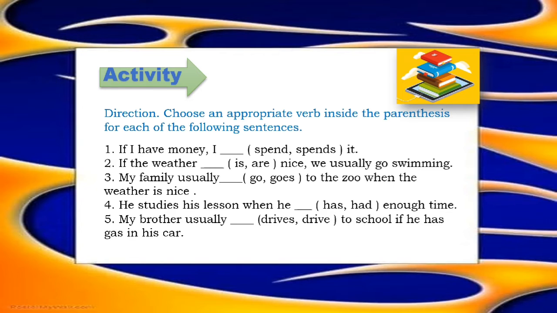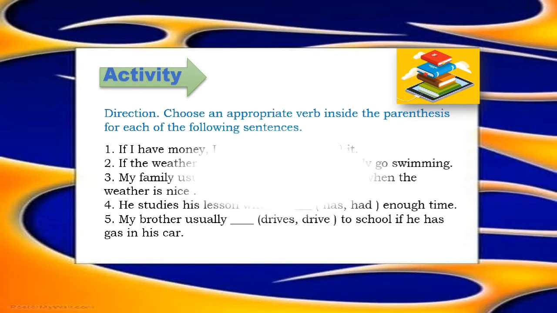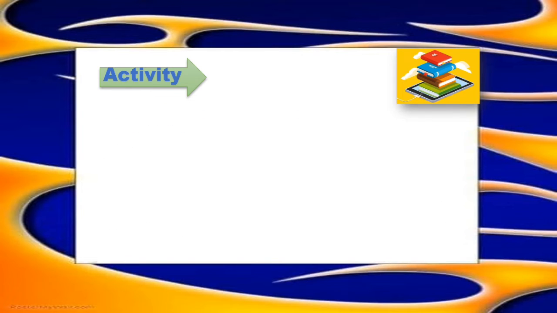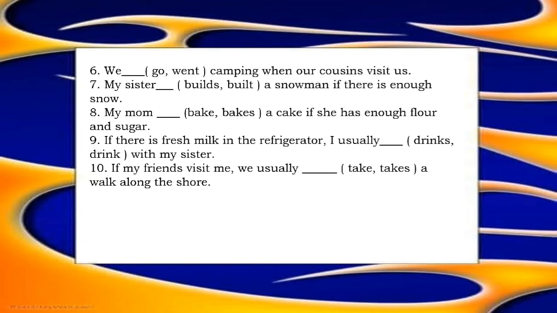My brother usually drives to school if he is late. Number six: we go camping when our cousins visit us. Number seven: my sister builds a snowman if there is enough snow. Number eight: my mom bakes a cake if she has enough flour and sugar.